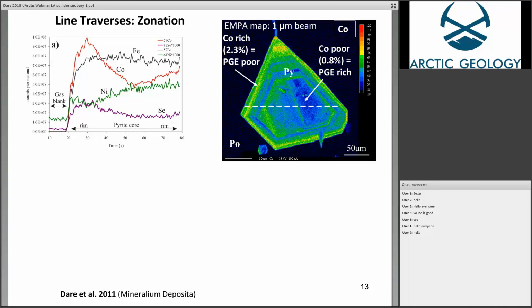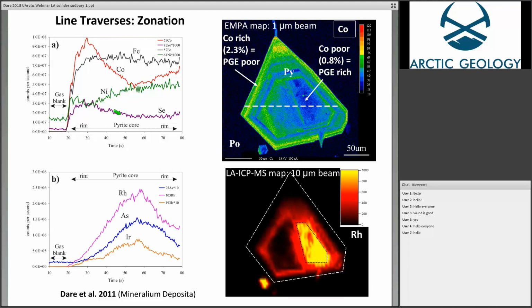And this is one really neat example of a zoned pyrite from Sudbury, where by electron microprobe mapping you can see it's definitely zoned in cobalt. You can see the cobalt-poor core here. This is the same line. You see it's depleted in the core and enriched in the rim. Same for selenium, which you wouldn't be able to see by electron microprobe.